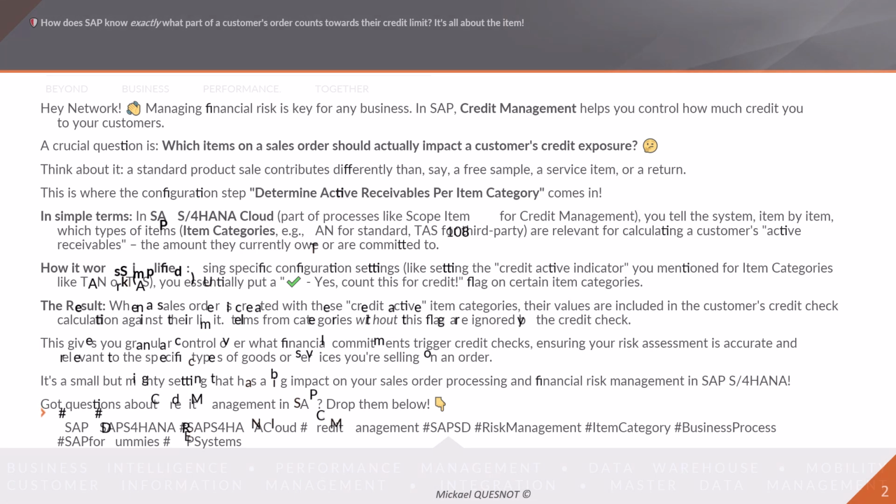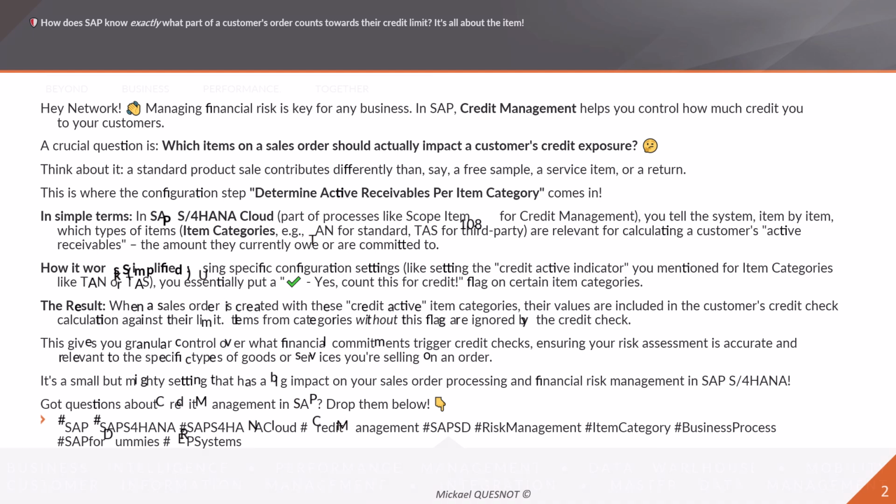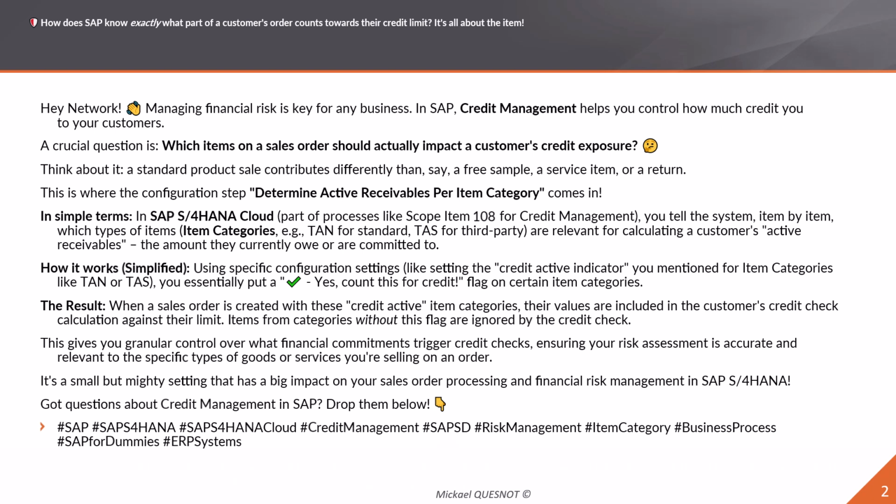And this is where a specific piece of configuration in SAP S/4HANA Cloud comes into play. It's often part of the broader credit management setup. You might hear Scope Item 108 mentioned. The setting itself is called Determine Active Receivables per Item Category. Sounds descriptive. It is. Essentially, it's how you tell the system which types of items should be considered part of the active receivables. Active receivables meaning what the customer actually owes or is committed to paying. Exactly that. What represents a real financial commitment.